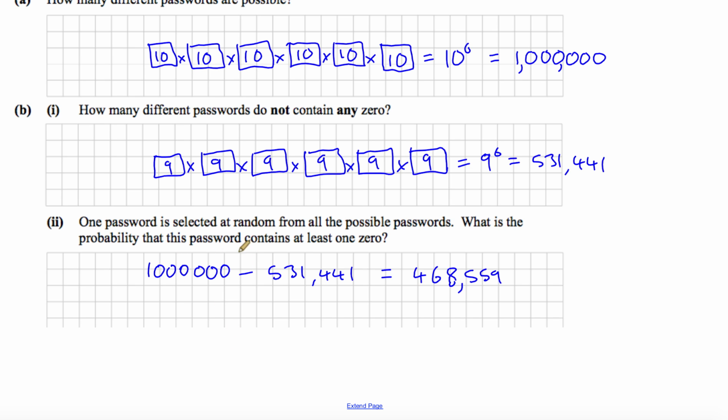But they asked what is the probability that this password contains at least 1 zero after you select at random. Well, if it's a probability, it's going to be the 468,559 out of the total, which is 1,000,000. So you can write that as a decimal, or indeed you can leave it as a fraction. 0.468559. So that's the probability.